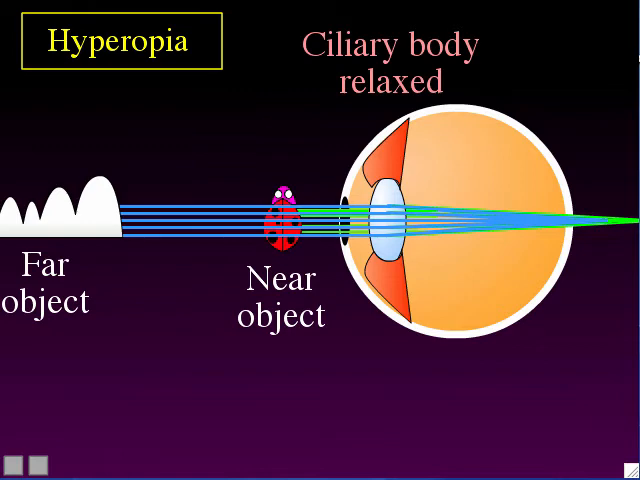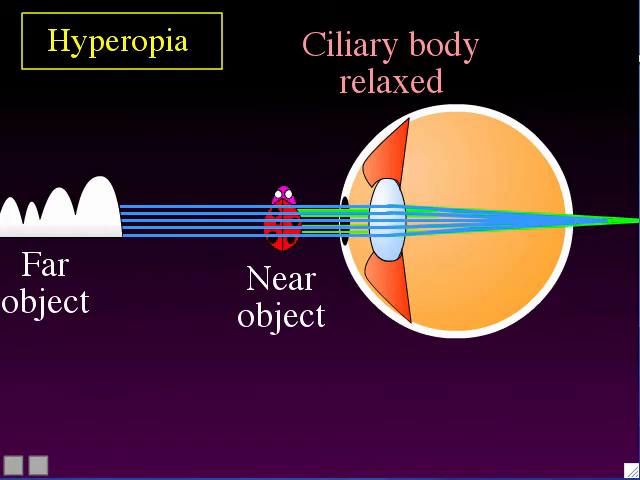But there is a way for the person with hyperopia to see the far objects, to bring the far objects into focus, and that is by contracting their ciliary body muscle. Because remember, when you contract your ciliary body muscle, it brings all the focal points forward. And so people with hyperopia, when they contract their ciliary body muscle, are able to bring the far objects onto the retina so they can see the far objects in focus.